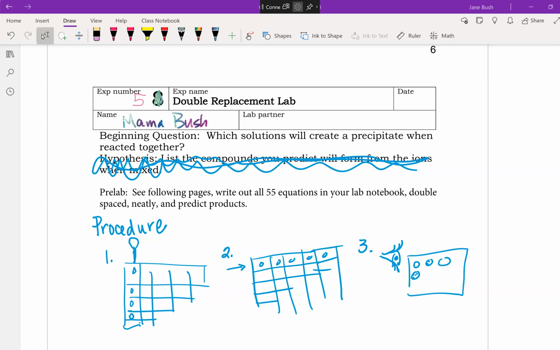So the next thing you need to do is put your beginning question in. Which solutions will create a precipitate when reacted together? So you're writing that in your lab notebook. You do not need to do the hypothesis. I spelled it wrong. I can't spell precipitate. Gary, I thought you were smart. Alright. Okay.